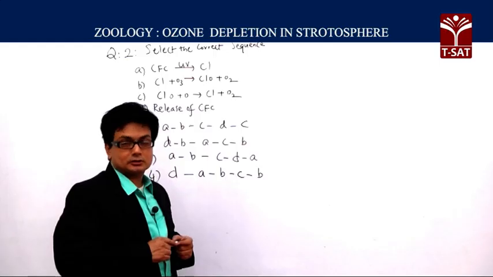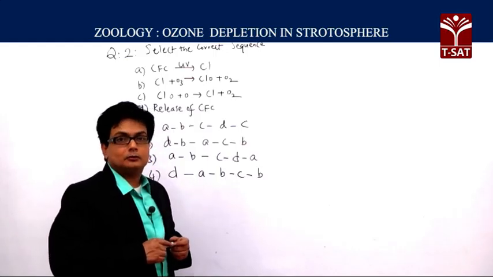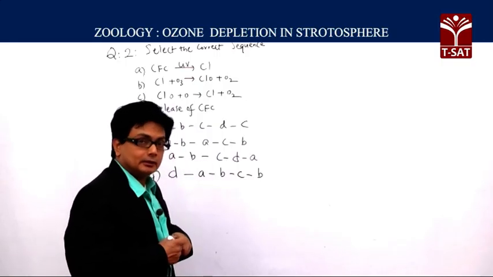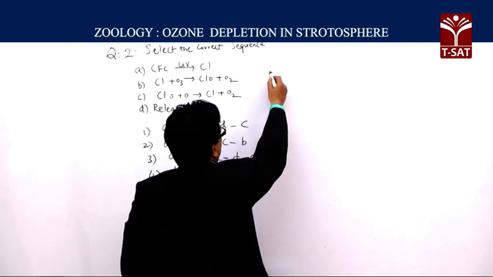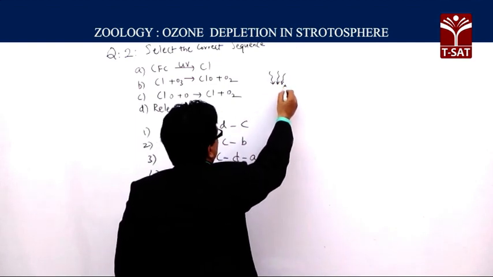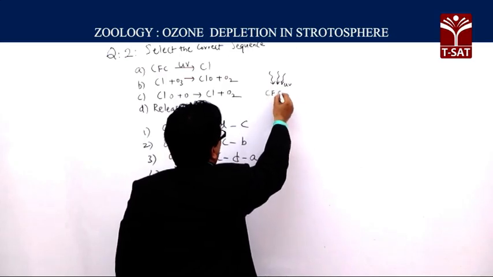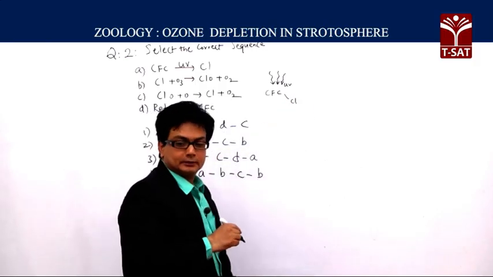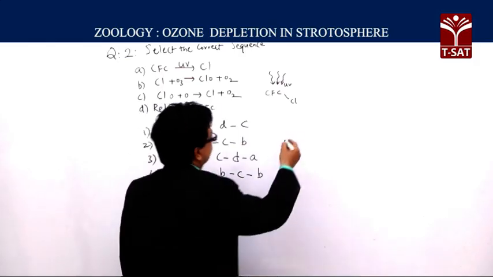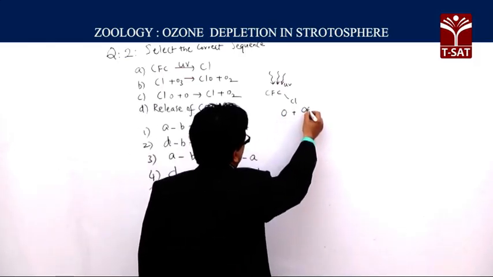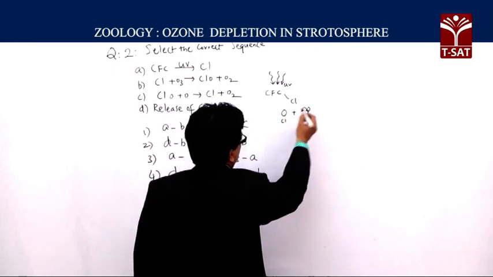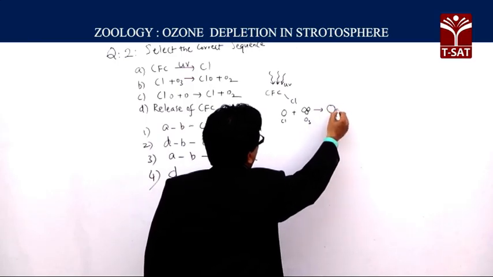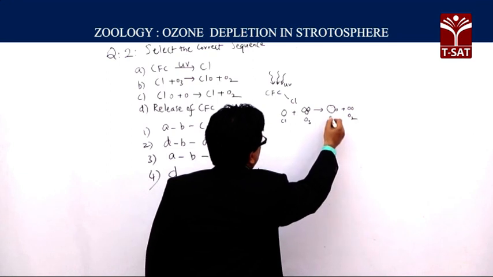The second question is something very vital. This is concerning the sequence involved in the depletion of the ozone. Before we look at this question, let's diagrammatically recall the idea. UV radiation and chlorofluorocarbons, the release of chlorine, and this chlorine reacting with the triatomic ozone, and we get ClO and the release of oxygen.